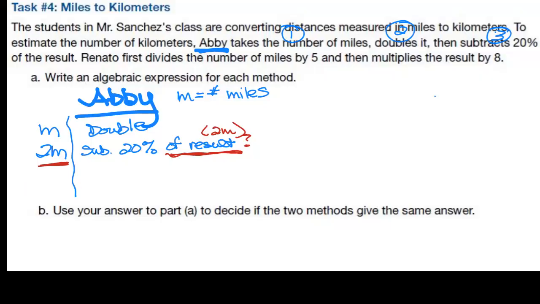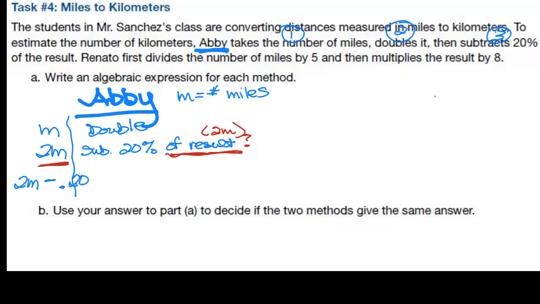All right, let's try this. I heard 2M minus 0.20. Is that what you said? What do you think of that? Okay, but we said we're taking 20% of the result, and the result is 2M. When you take a percentage of something, what are you doing? What operation? Multiplying. So what do I got to multiply that percentage by?